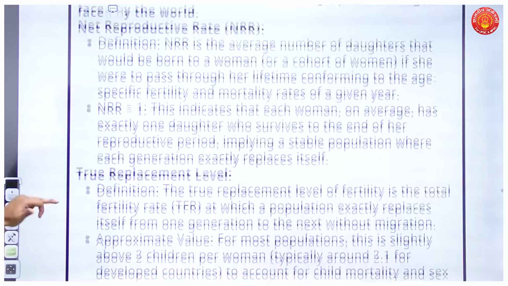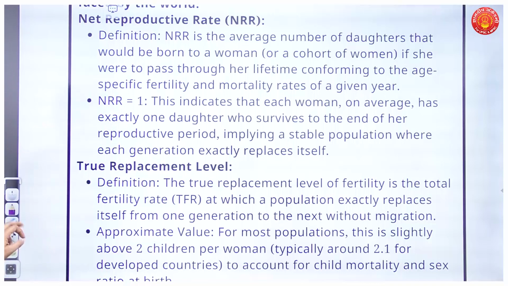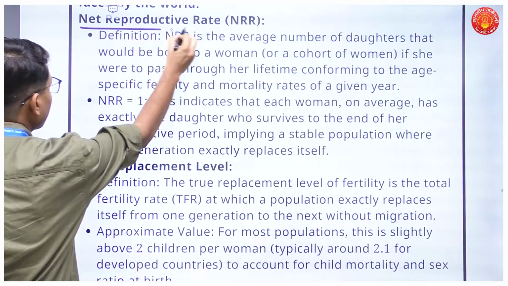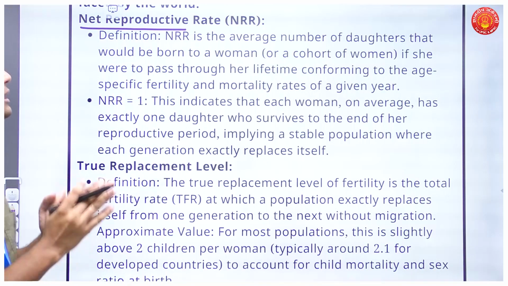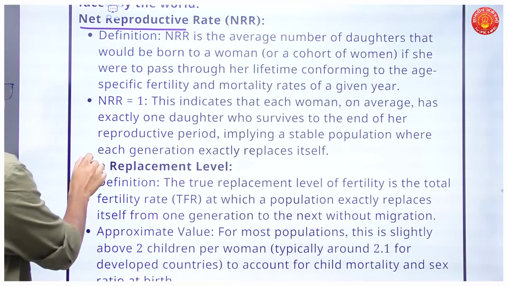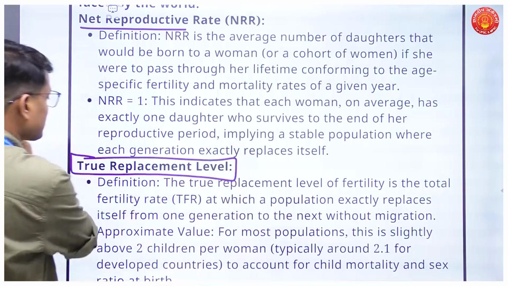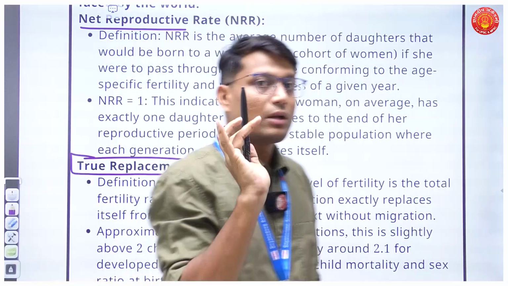Further, let's move on to the body. In the body part, what am I supposed to do? I am supposed to define and explain what this net reproductive rate is, and then I am also supposed to explain what this true level of replacement is.